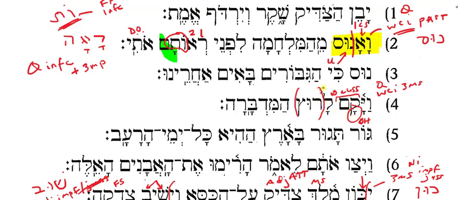Yeah, it's in order to, so we would call this purpose, right? The infinitive gives you the purpose of the main verb. He arose. Why? To run. Where? Ha-midbara. What's midbar? Wilderness. What's ha-midbar?